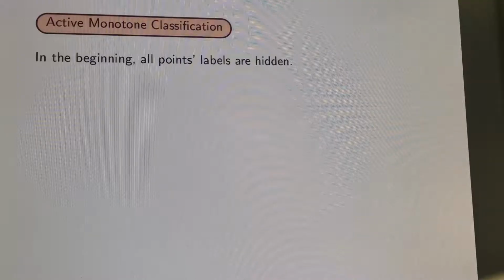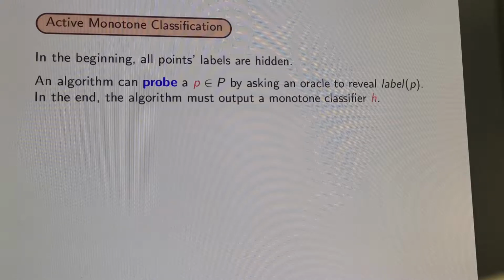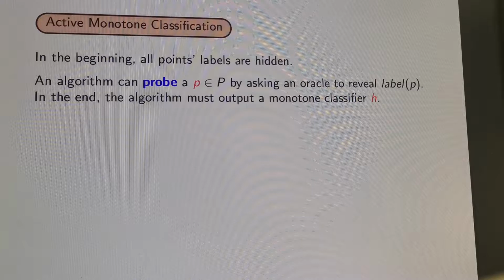All right, now let's define the first problem studied in this paper, and this is called active monotone classification. Think about the input I just defined. In the beginning, the labels of all the points are hidden from you. You can design an algorithm to probe any point you like. When you probe a point, an oracle reveals the label to you. In the end, your algorithm will have to output a monotone classifier, and then we can evaluate the error of this classifier to see how well your algorithm has done.